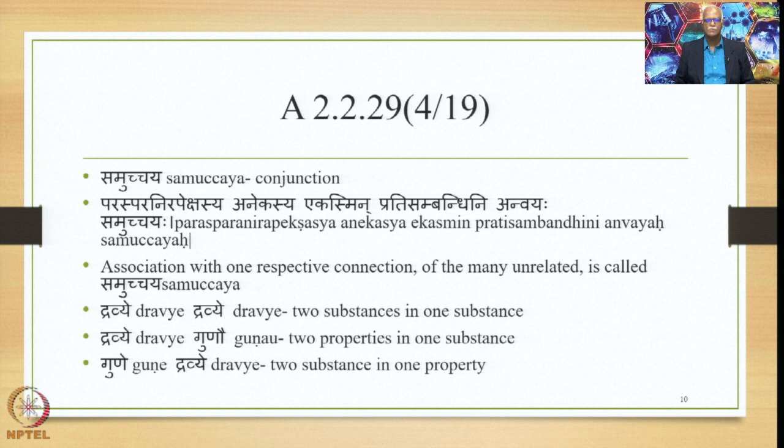First, let us see what is samuchaya. Samuchaya is nothing but conjunction. The traditional commentators provide the explanation of samuchaya in the following manner. Paraspara nirapekshasya anekasya ekasmin prati sambandhini anvayaha samuchayaha. Association with one respective connection of the many unrelated is called samuchaya: paraspara nirapekshasya, many unrelated, anekasya, ekasmin prati sambandhini anvayaha.